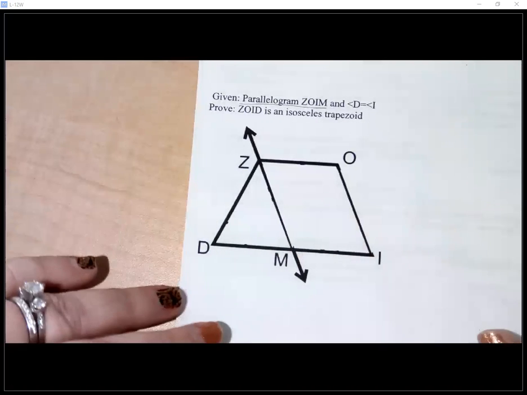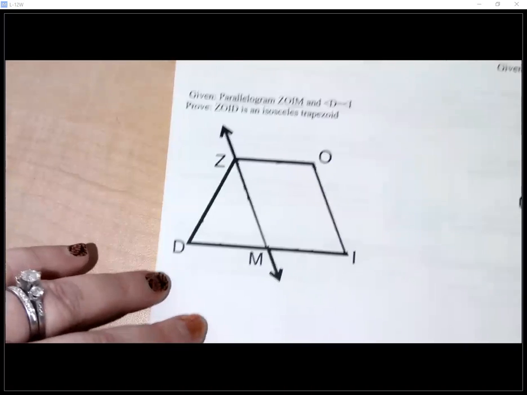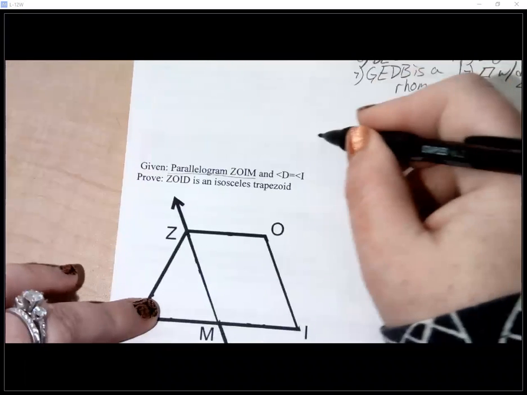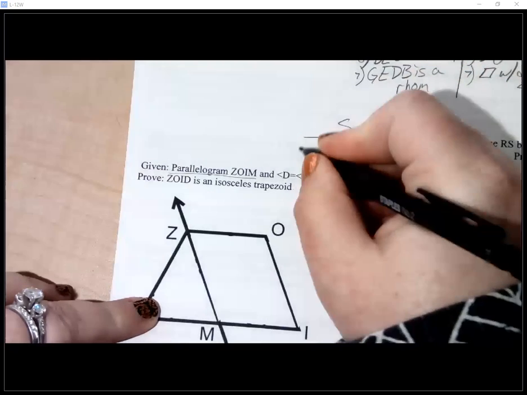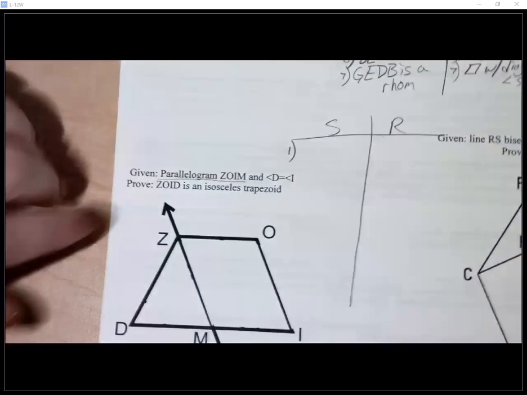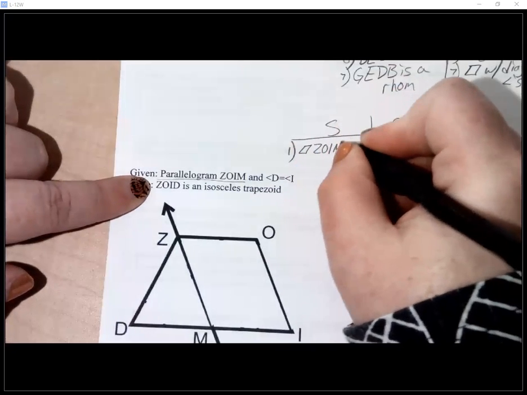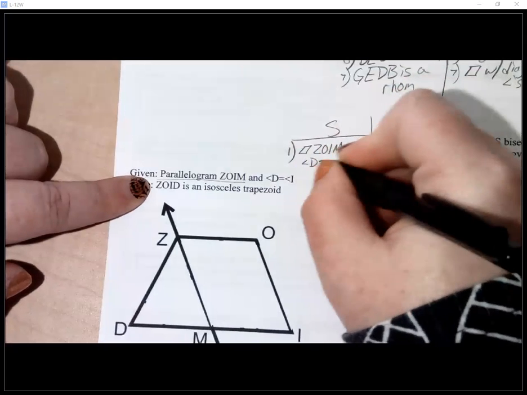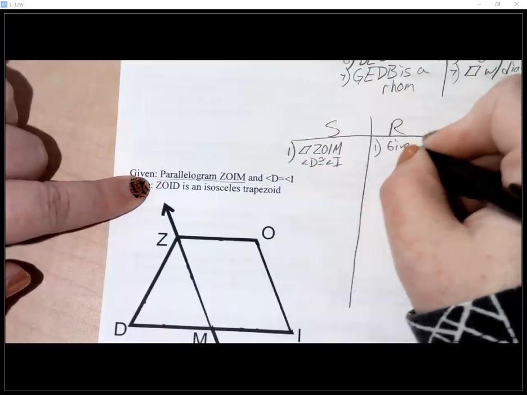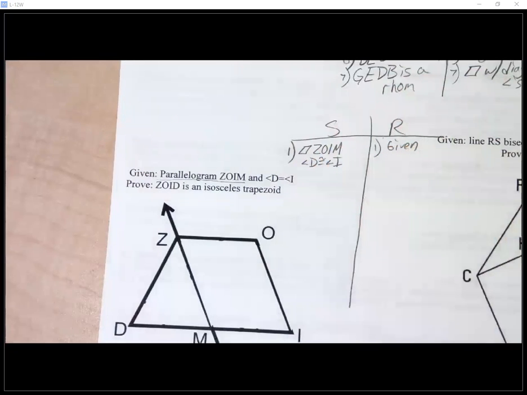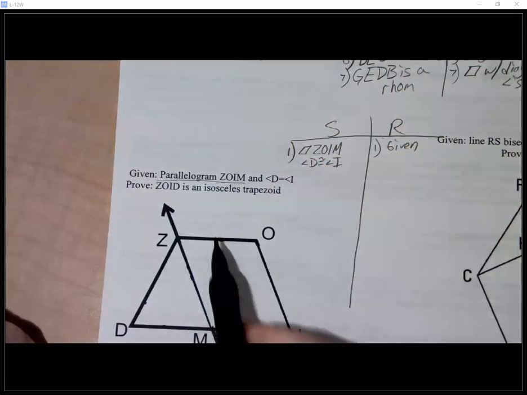All right. I'm gonna try and fit it in right here. I still want room for the other one. Okay, let's see. They gave me parallelogram ZOIM and angle D equal to angle I. All right, cool. So first step, let's get this thing to be a trapezoid. How will I show that the top and the bottom are parallel to each other?